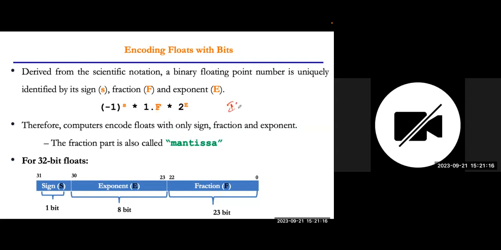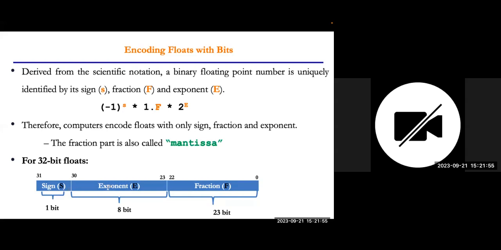The IEEE 754 standard has two precisions. One is single precision, another one is double precision. In single precision, the floating point encoding is represented with 32 bits, whereas double precision is represented with 64-bit encoding. So we continue with single precision, that is 32-bit encoding.